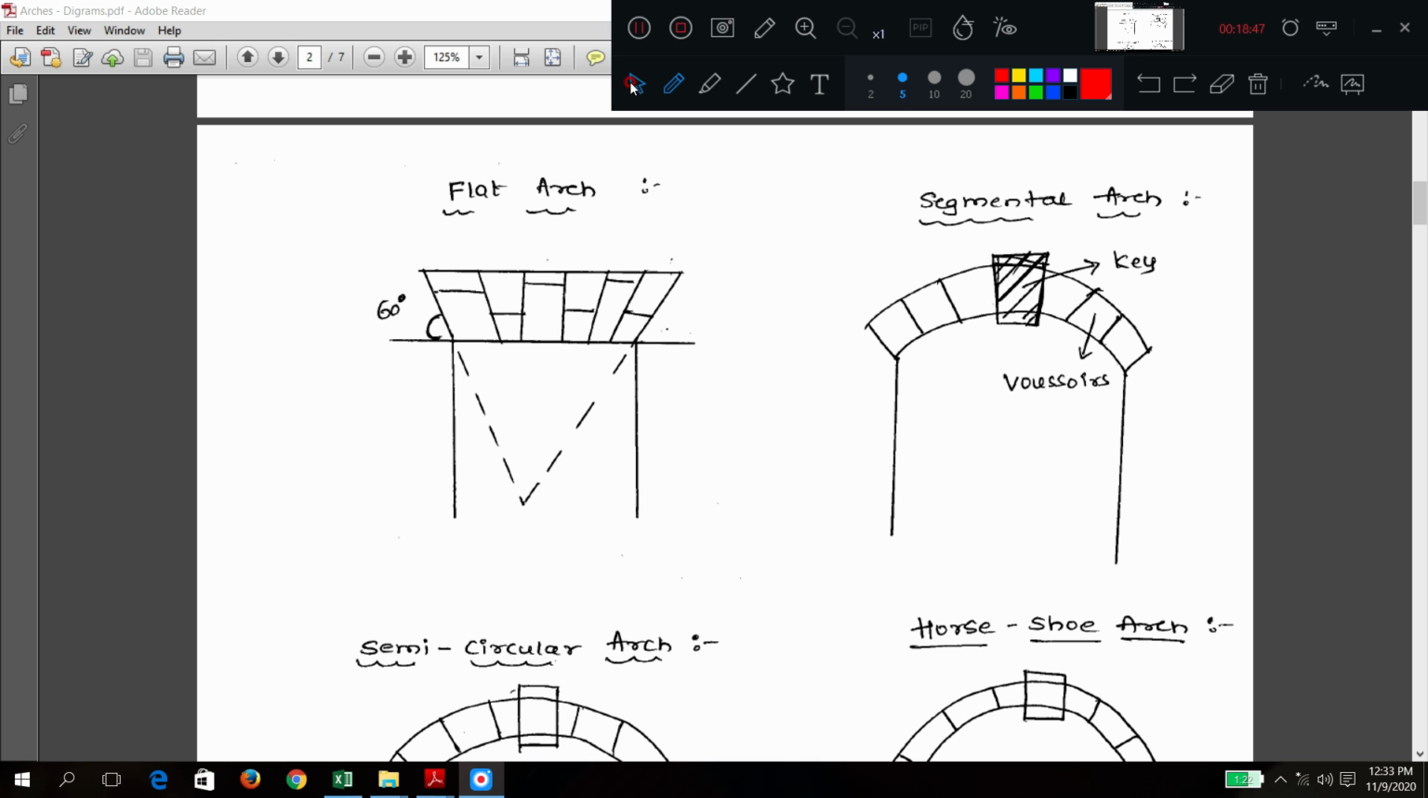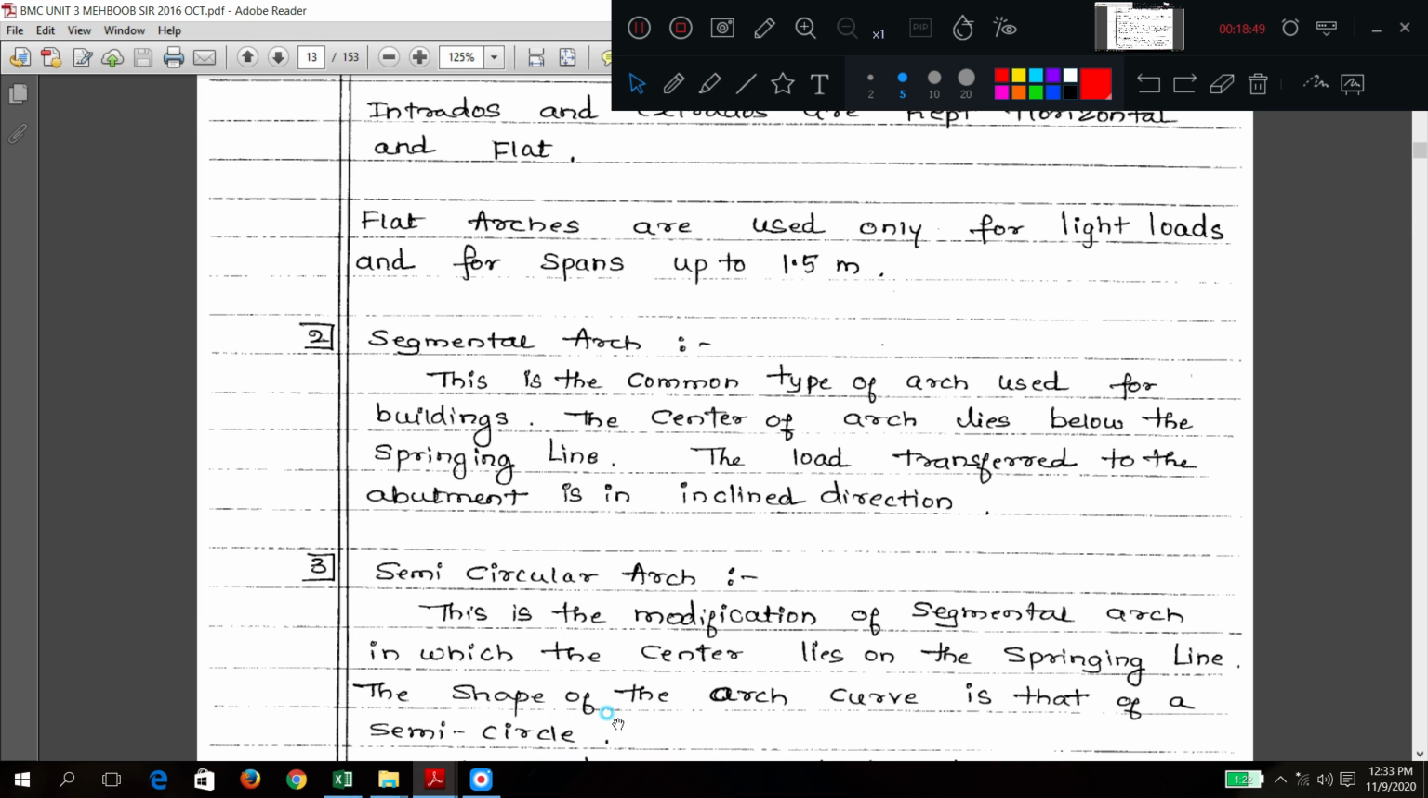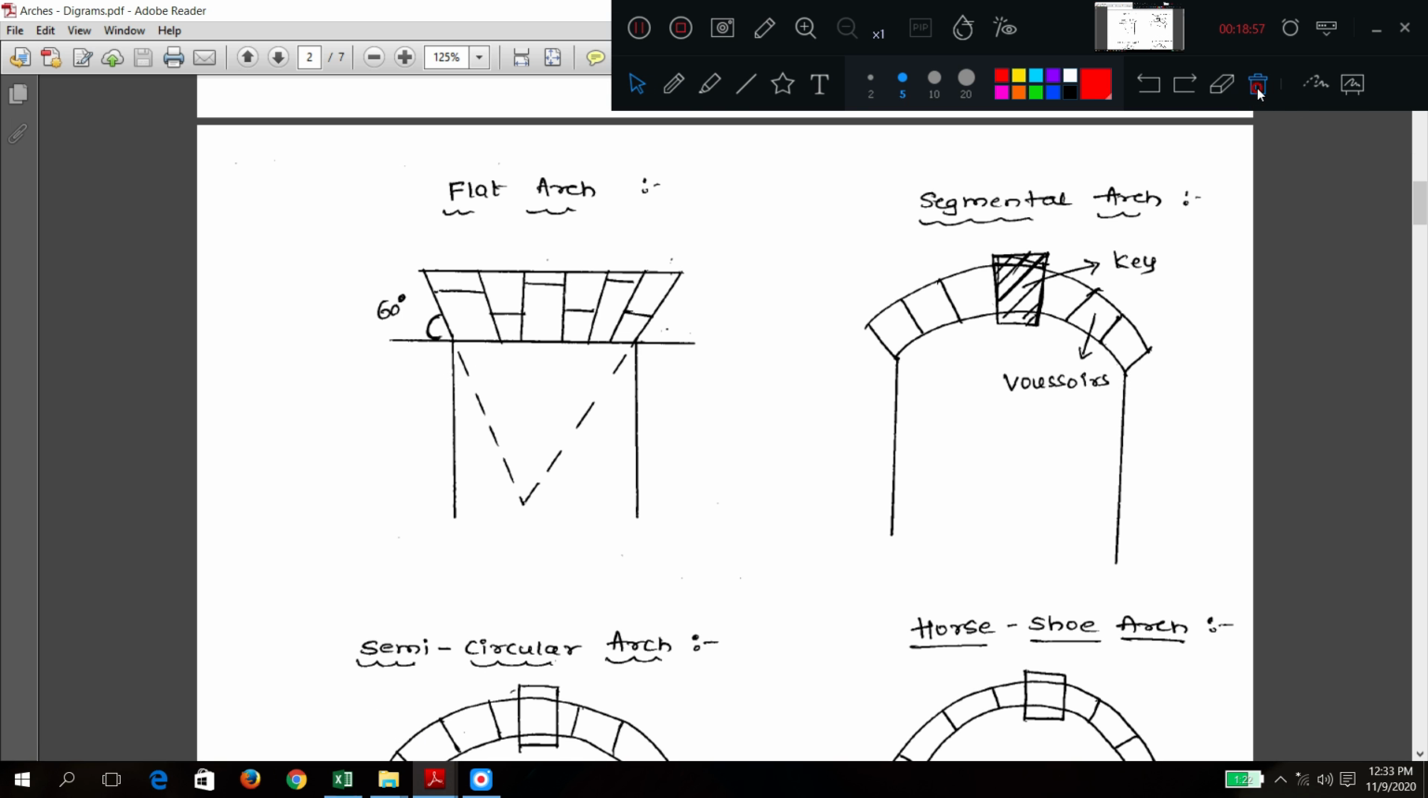What is the first point there? The center lies below the springing line. Load is transferred in an inclined direction. Now, center. Let me point here. Imaginary point center here. This is the springing line. What they are telling is the center is always lying below this springing line.